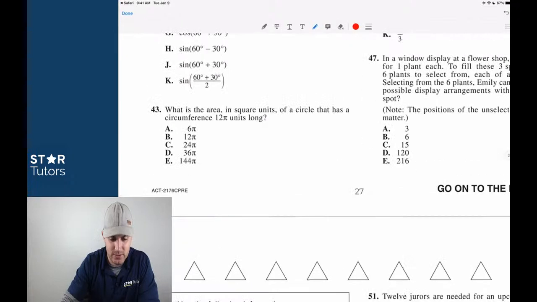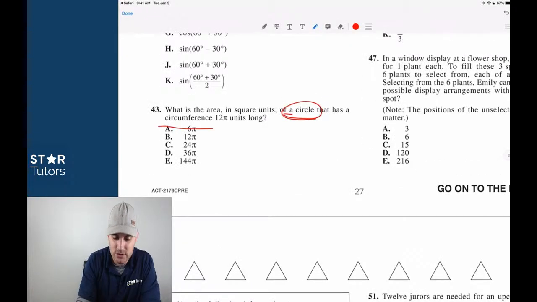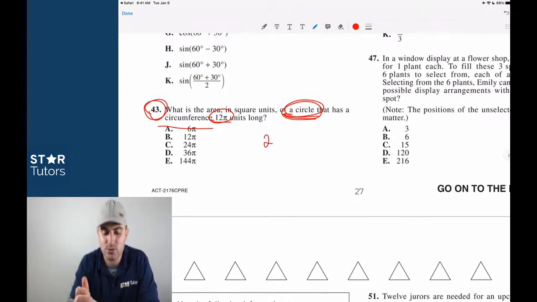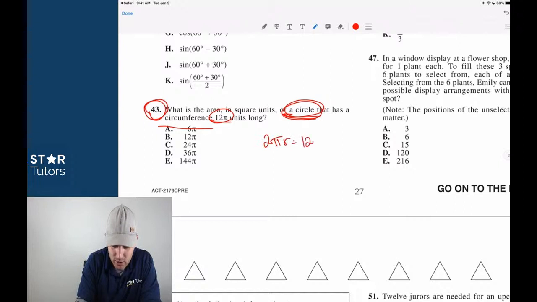What is the area in square units of a circle that has a circumference of 12 pi? Well, first and foremost, that should be a really straightforward question if we know circumference and area, even though it shows up at number 43, and even though every other person in the world would think that was a hard question. We say 2 pi r is equal to 12 pi, because that's our circumference equation for a circle. We divide by 2 pi on both sides to see what our radius is. So we get r is equal to 6.